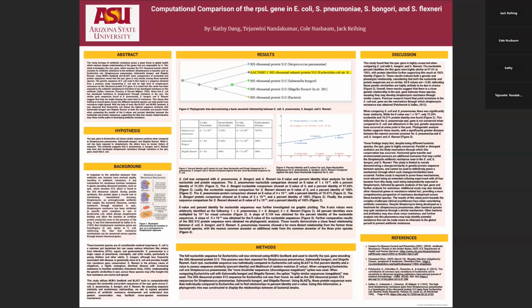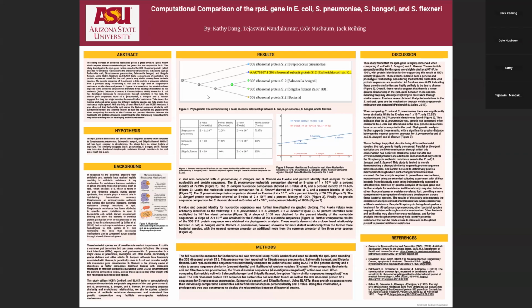We also displayed a graphic analysis of these results just to visually demonstrate their relative similarity. The x-axis values were arbitrarily identified as the following: 1 equaling pneumoniae, 2 equaling bongori, and 3 equaling flexneri. All percent identities were multiplied by 10 to the negative 2 just for visual cohesion.